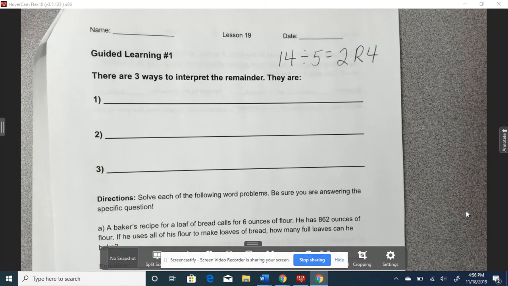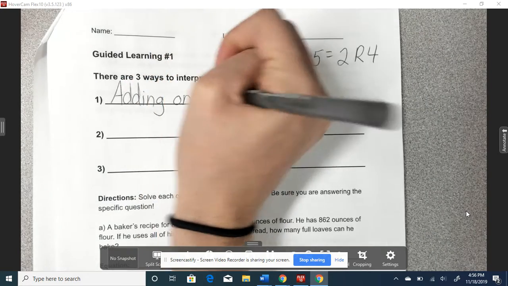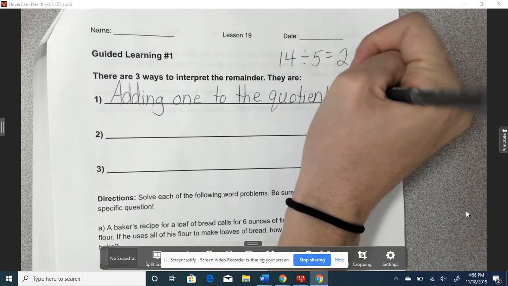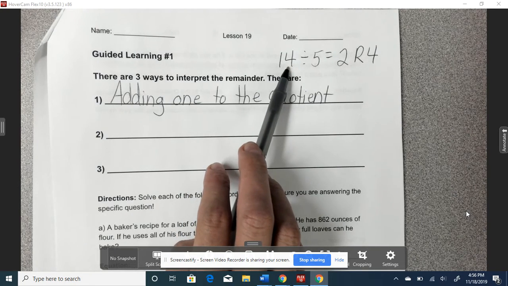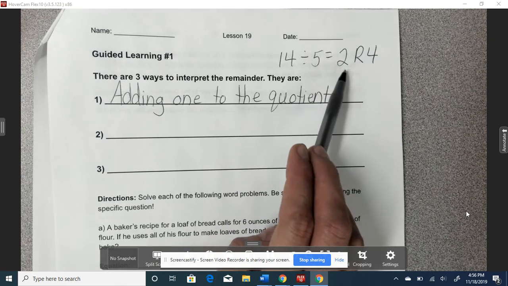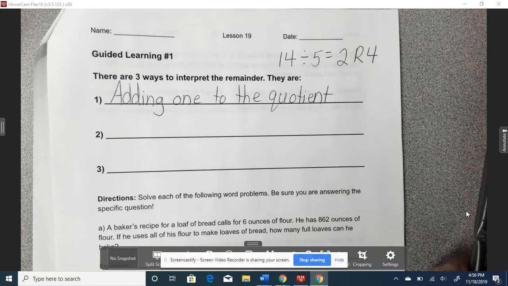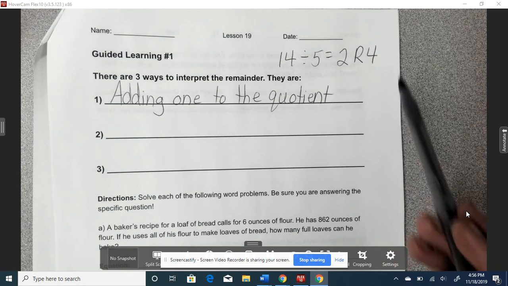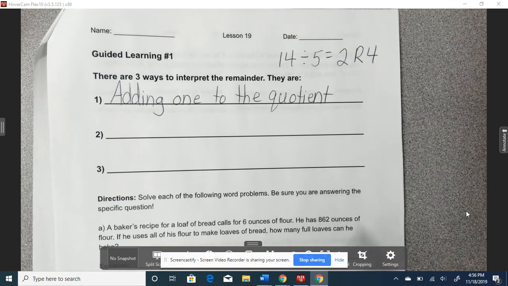Based on the task that we just did in class, we know that one way to do this is by adding 1 to the quotient. So this might be like if we have 14 people and each car that we're traveling in can hold 5 people. We know that we need 2 cars, but 4 people are going to be left over. Well, we're not going to make those 4 people walk, so we're going to have to get an extra car to hold those 4 people. So in total, we would have 3 cars, even though only 2 of them are completely full.